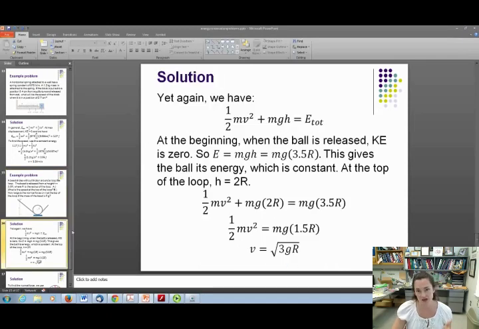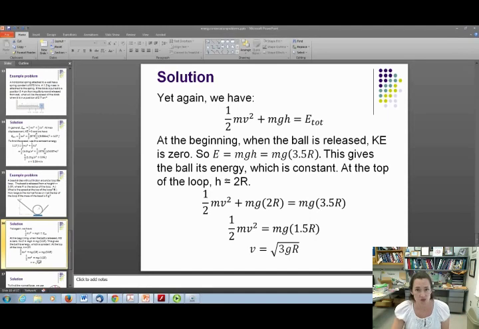In general, I have kinetic plus potential, which is 1/2 mv squared plus mgh, at some random time t. In the beginning, when the ball is released, I'm going to consider that to be my zero point. It's released from rest, so the kinetic energy is 0 at that point. So my total energy is equal to mgh. And I know what h is: it's 3.5 times the radius of my loop. So my energy is mg times 3.5r. That gives the ball its energy, which is then held constant through the rest, ignoring friction.